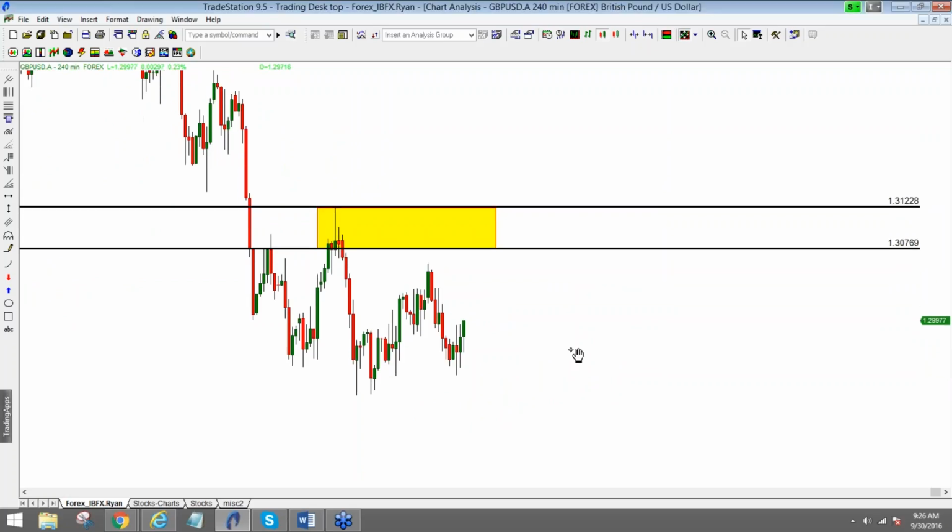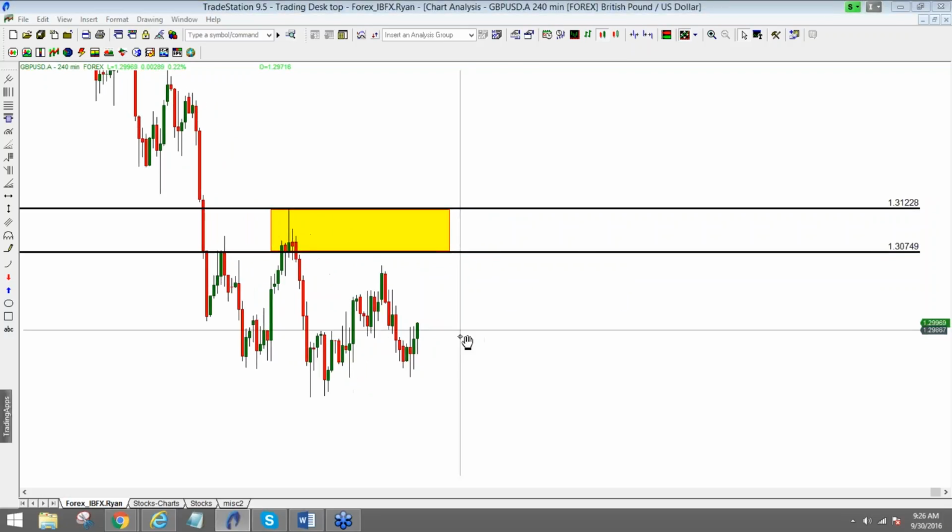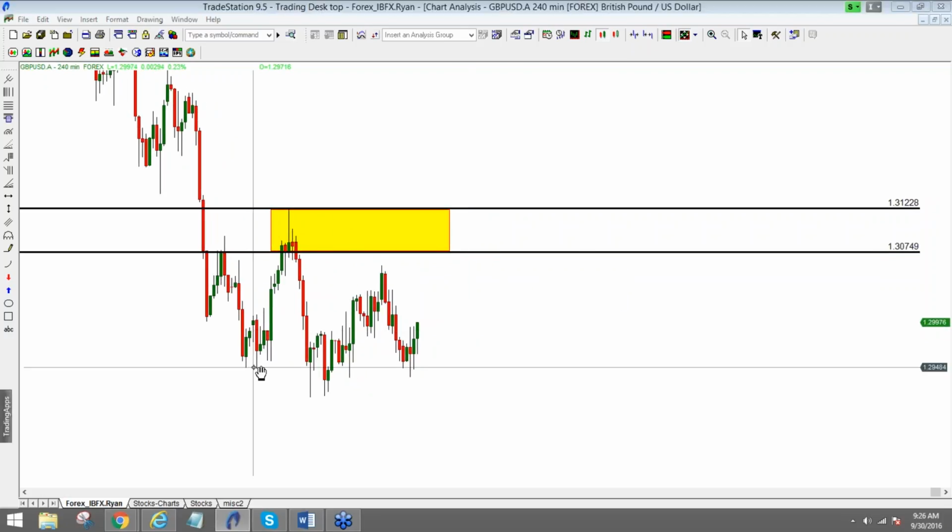Now, one problem is if it hits today, it's got to work quickly because it's Friday. Otherwise, you got to hold it over the weekend. Now, it's a short. I prefer to hold a short than a long over the weekend. But still, if price gets in here, we'll look to take that short.